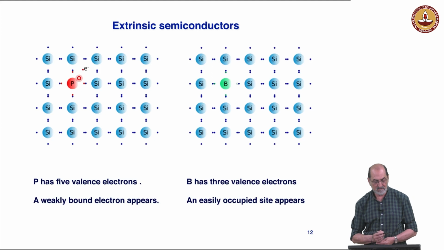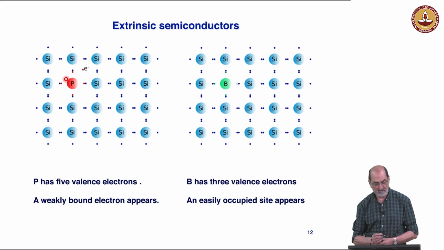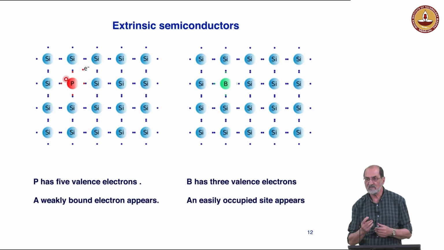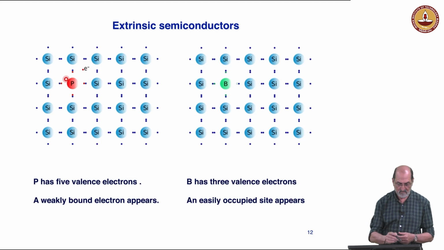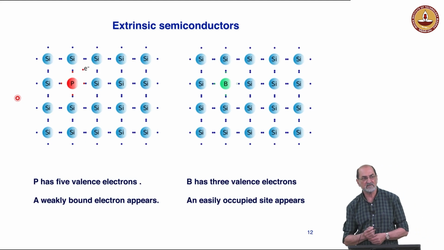So after doing this, we impurify the silicon with this phosphorus, which has 5 valence electrons. We're going to end up with a crystal, with a semiconductor, which has more electrons than holes. So for that reason, this type of semiconductor is called an N-type semiconductor. N for negative, because the carriers are negative, are electrons.